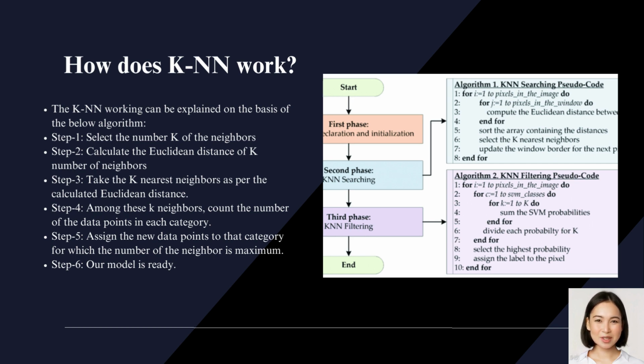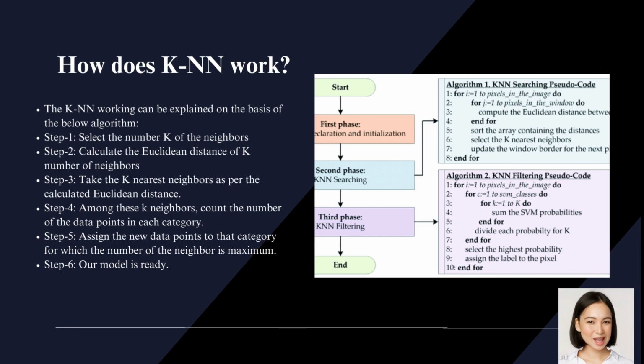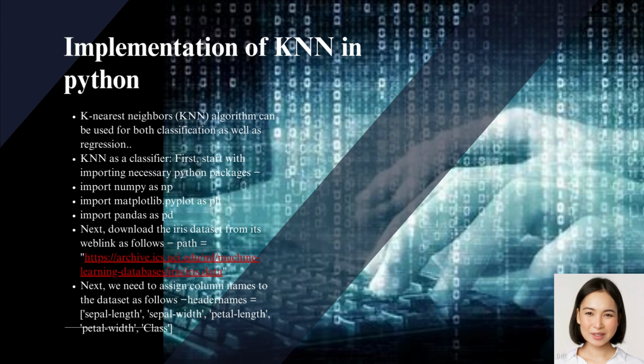5. Perform majority voting. For classification tasks, determine the majority class among the K nearest neighbors and assign it to the test data point. For regression tasks, calculate the average or weighted average of the target values of the K nearest neighbors to predict the target value of the test data point. 6. Make predictions. Repeat steps 3 to 5 for all the test data points to make predictions for the entire dataset.